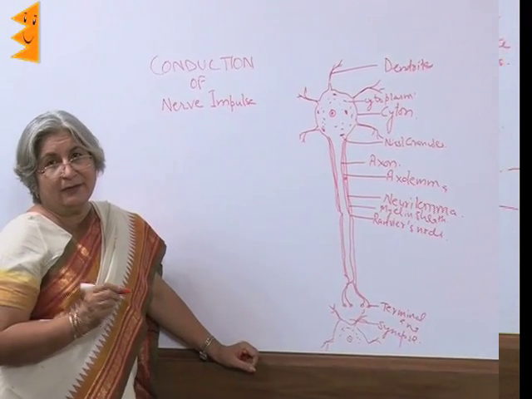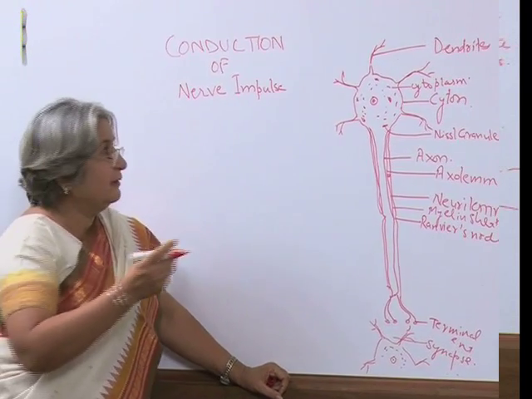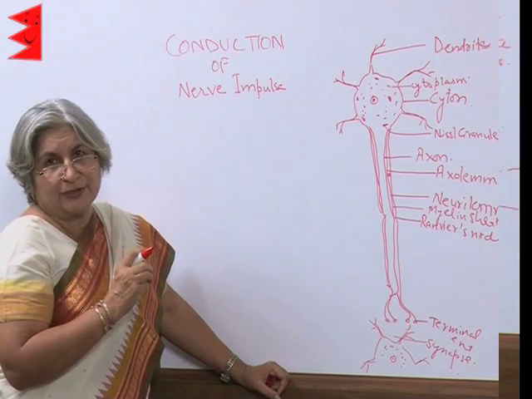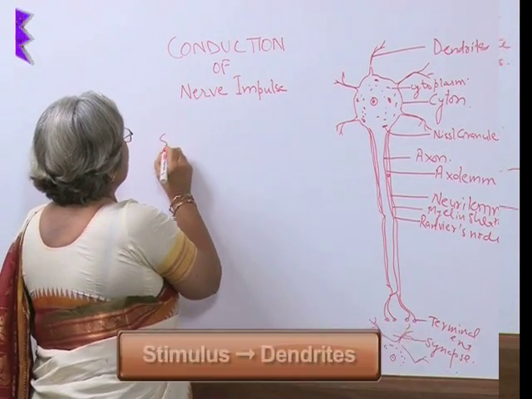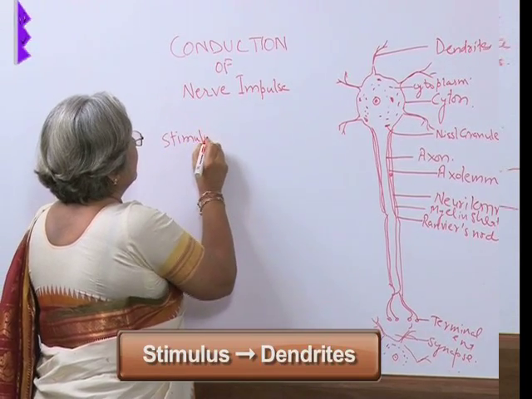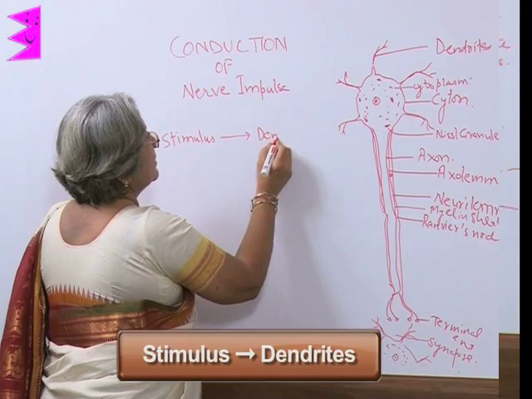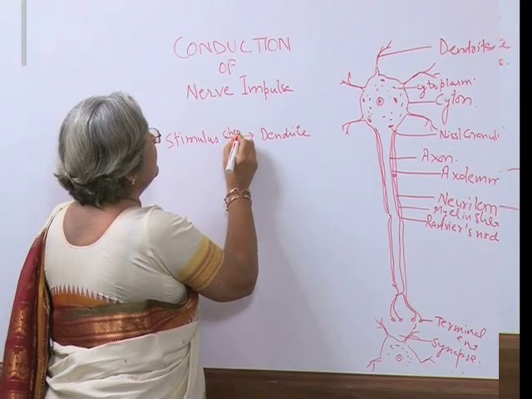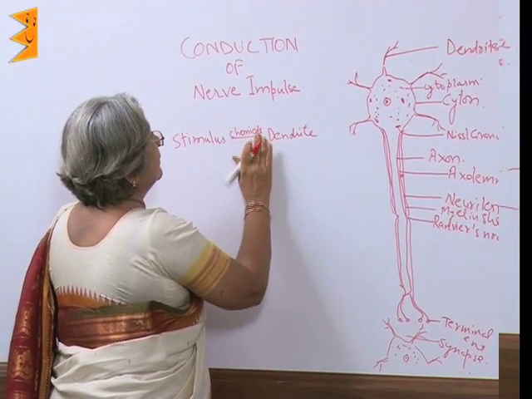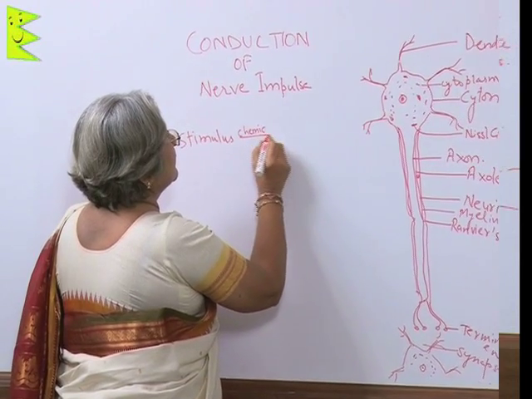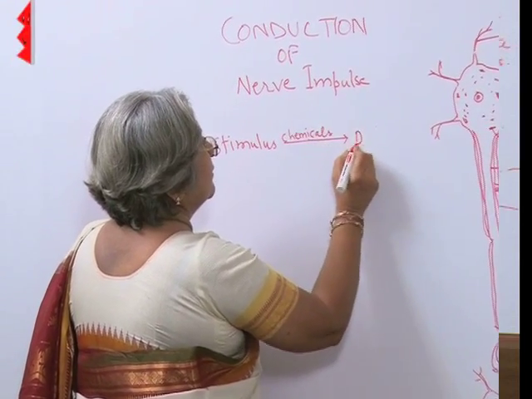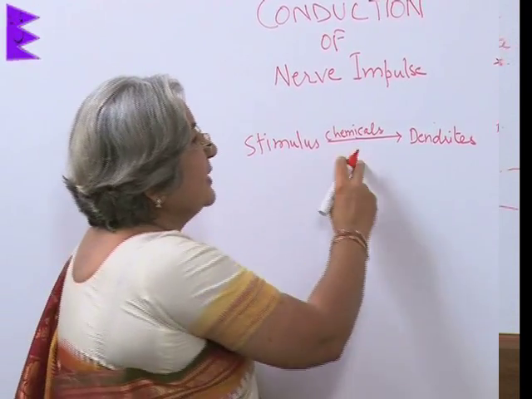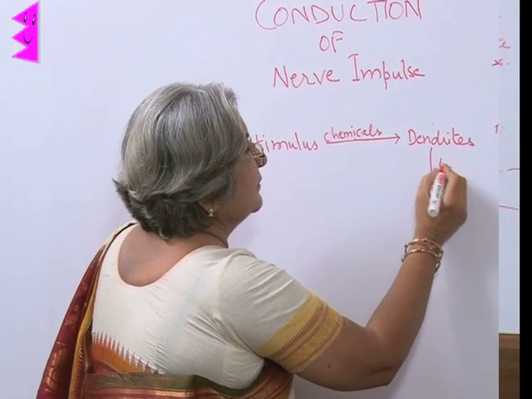Now, what is a nerve impulse? When the dendrites pick up a stimulus, certain chemicals are produced. So, first there is a stimulus which is picked up by the dendrite, and during this process some chemicals are produced. At the dendrites, the chemicals get converted to an electrical impulse.